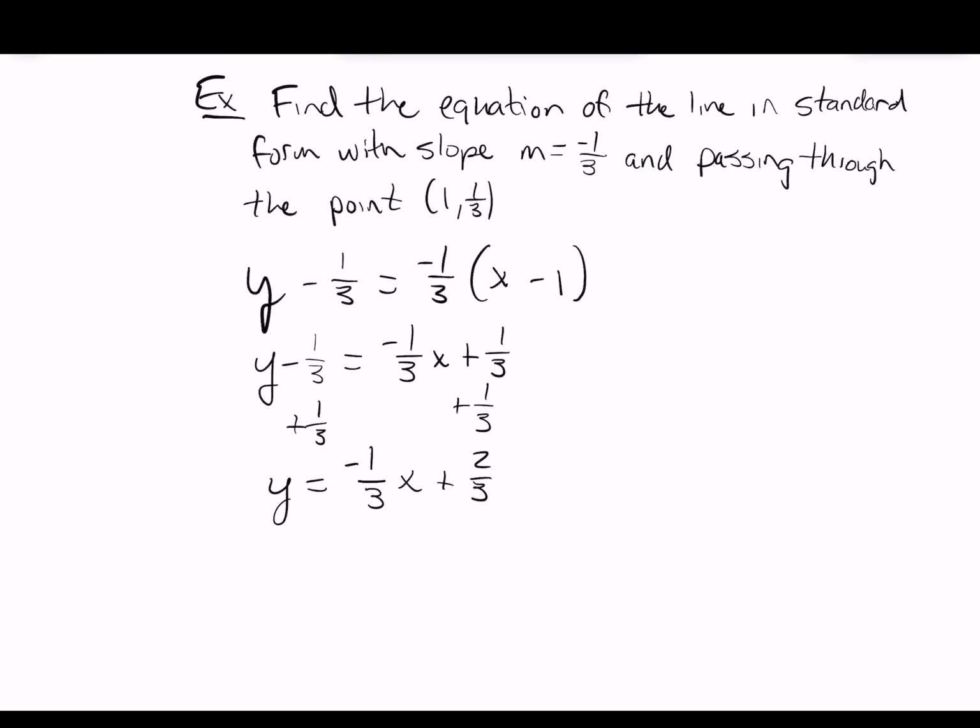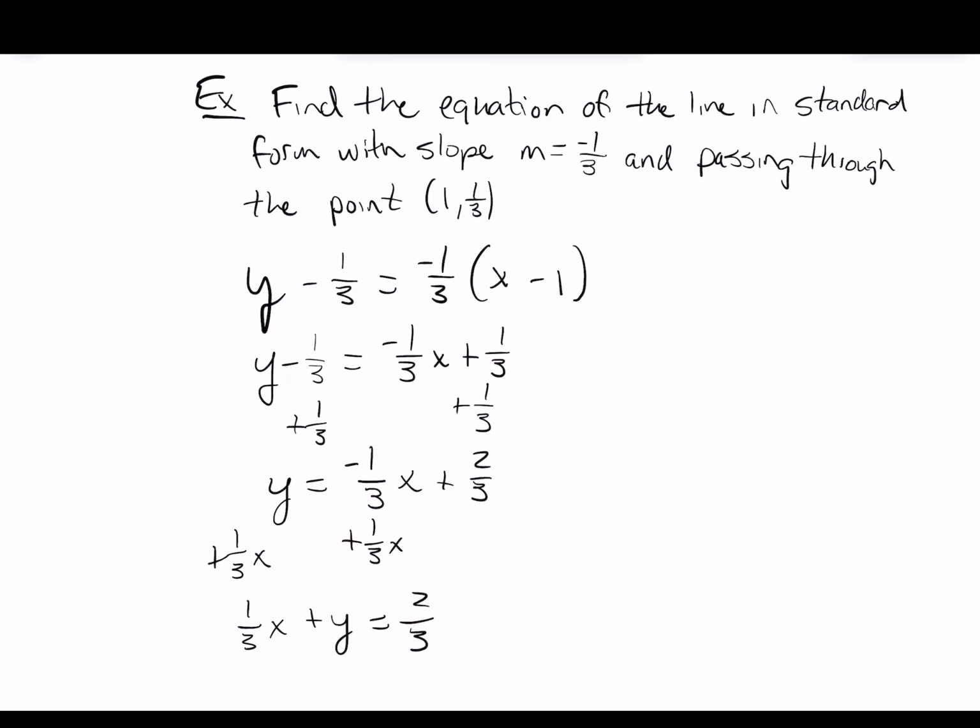Is that the end of the problem? Well, it would be if we were asked to put it in slope-intercept form, but in this case we're actually asked to put it in standard form. So let's add 1/3 x to both sides. So we get 1/3 x plus y is equal to 2/3. Now, is that in standard form? Not quite. This 1/3 can't be there because we need it to be an integer. 1/3 is not an integer.